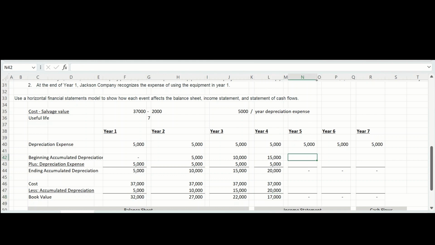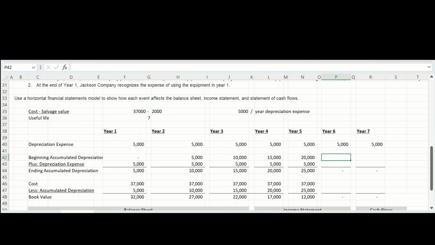Starting year 5, we have $20,000 of accumulated depreciation beginning balance. We add to that depreciation expense of $5,000. Gives us $25,000 of ending accumulated depreciation for the year. The cost is still $37,000, and we have $25,000 of accumulated depreciation. So now we're down to $12,000 of book value.